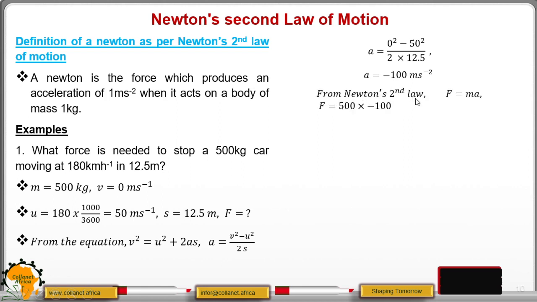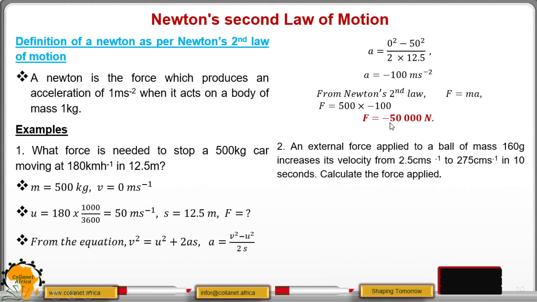From Newton's second law, we have seen that F is equal to ma. So our F will be 500 multiplied by negative 100. You get that it is negative 50,000 Newtons. Remember, this one is negative, which implies that the body is coming to rest.